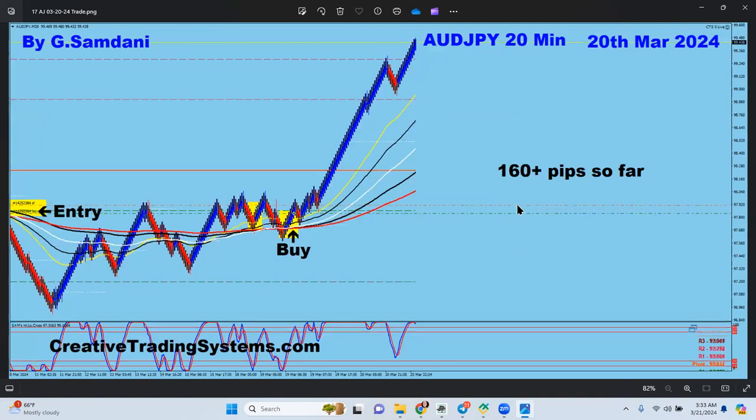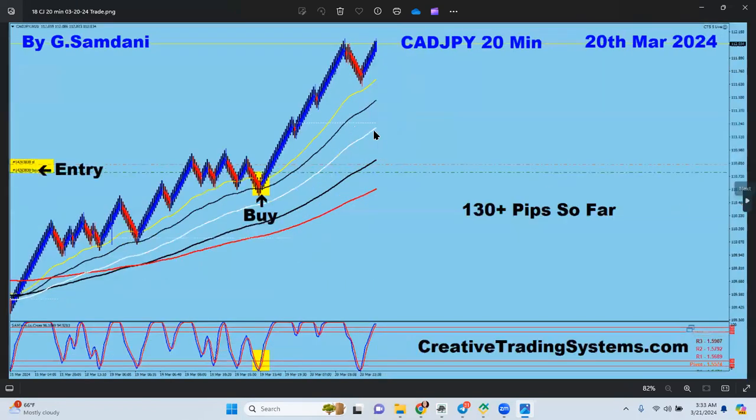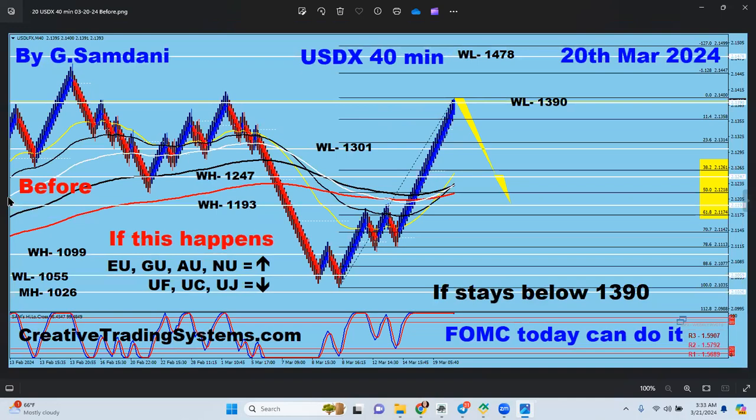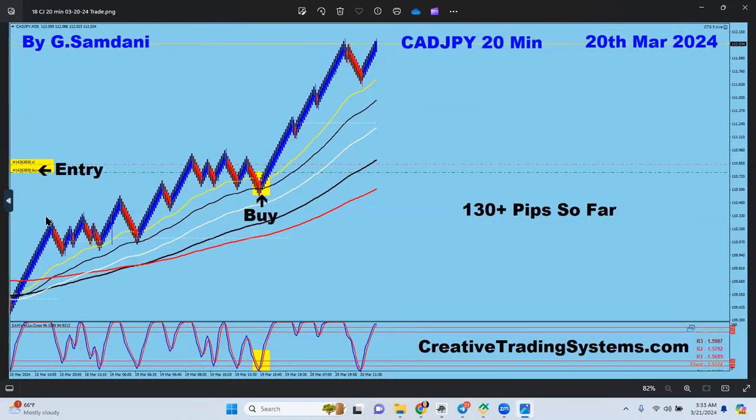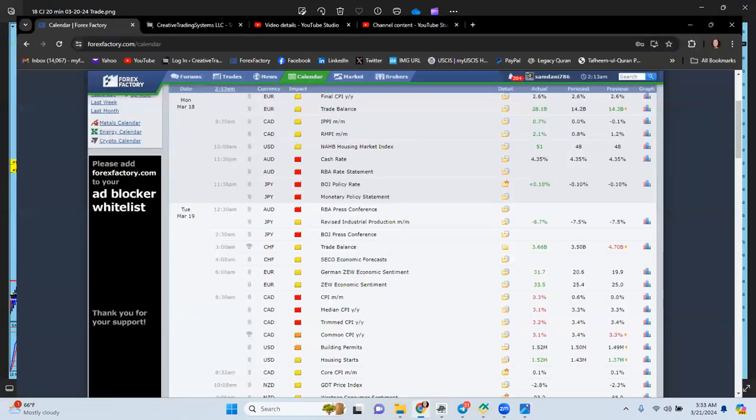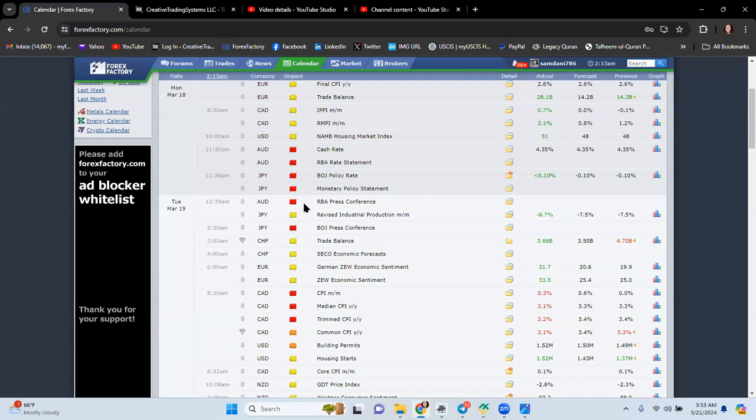And then again, Aussie yen, look, 160 pips. First, it didn't move. Then, boom, today it went up big time on the 20th. Then CAD yen, 130 pips on the 20th. These are all trades for yen because of the yen news. Then what happened? We go back here, and that was the 18th, right?